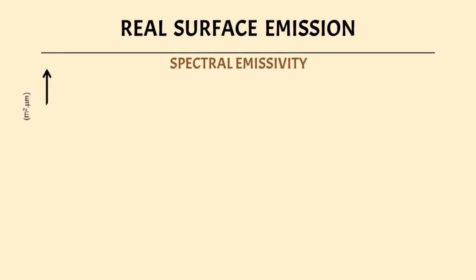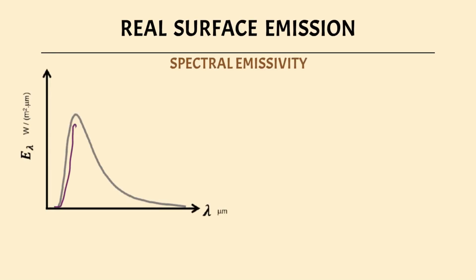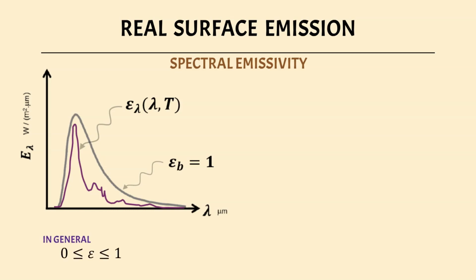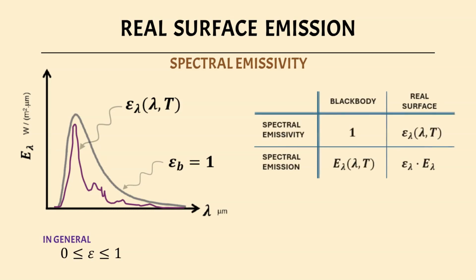Real surfaces don't emit as much radiation as blackbodies, a point we introduced earlier in this video when discussing the blackbody limit, and they also don't follow the same spectral profile. Their behavior is governed by spectral emissivity, epsilon lambda, a function that depends on both wavelength and temperature. Its value ranges between 0 and 1, scaling the blackbody emission accordingly, with a perfect blackbody having epsilon equals 1.